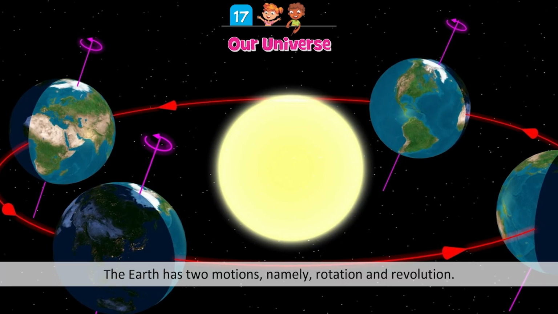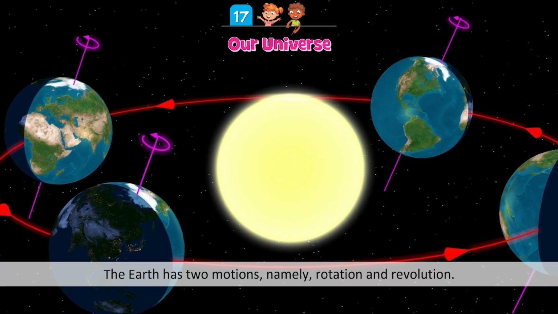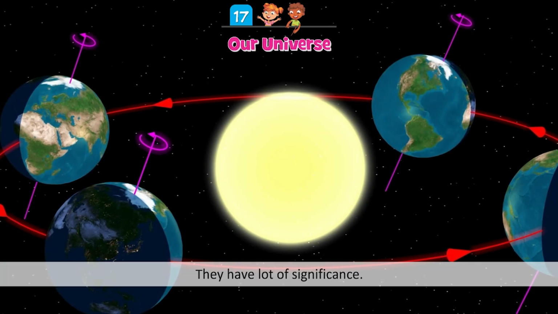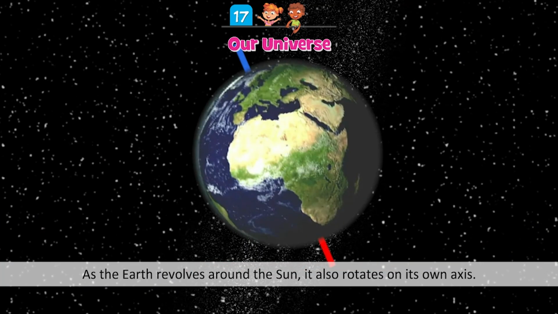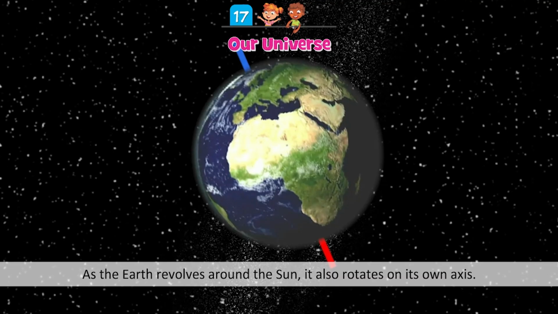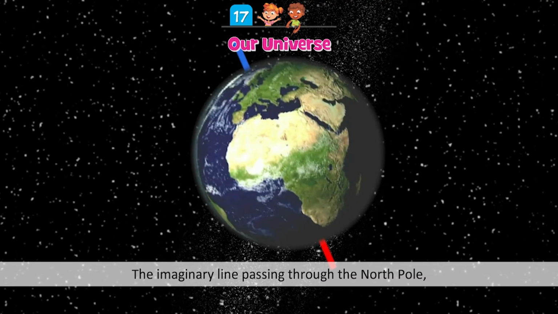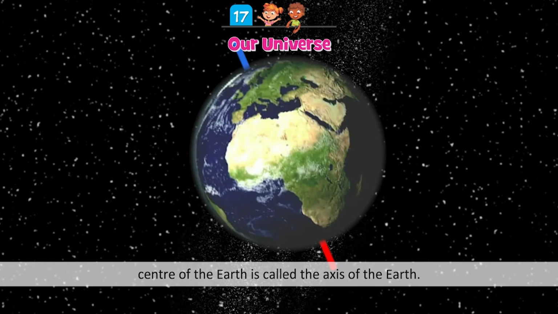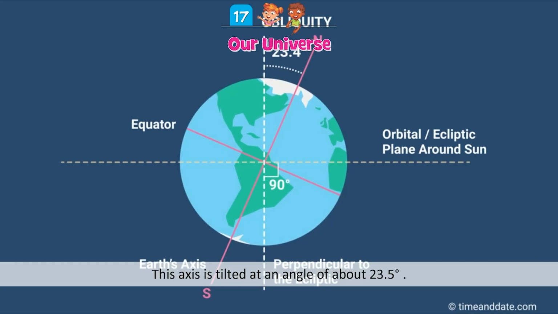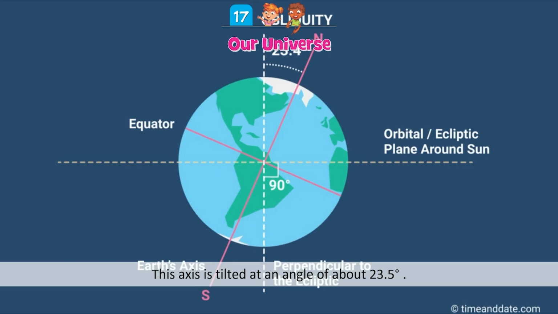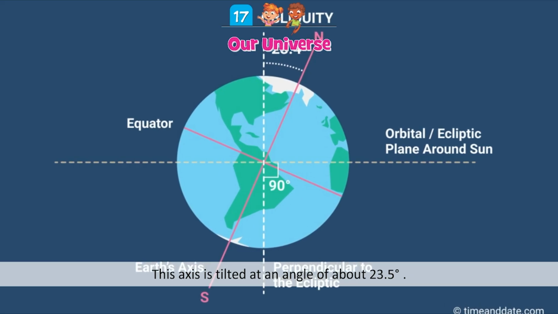Earth's movement. The Earth has two motions, namely rotation and revolution. They have a lot of significance. As the Earth revolves around the Sun, it also rotates on its own axis. The imaginary line passing through the North Pole, the South Pole, and the center of the Earth is called the axis of the Earth. This axis is tilted at an angle of about 23.5 degrees.